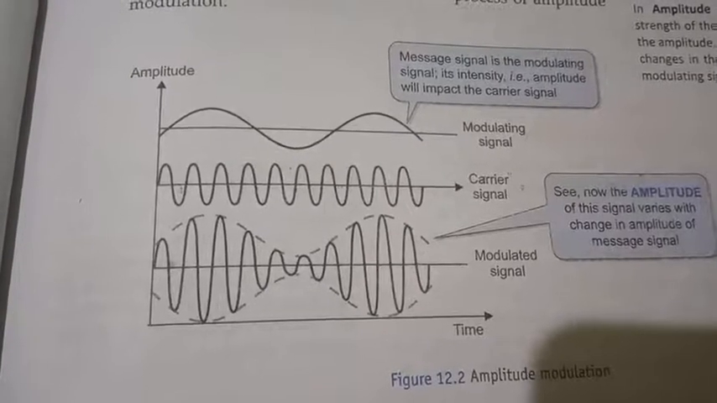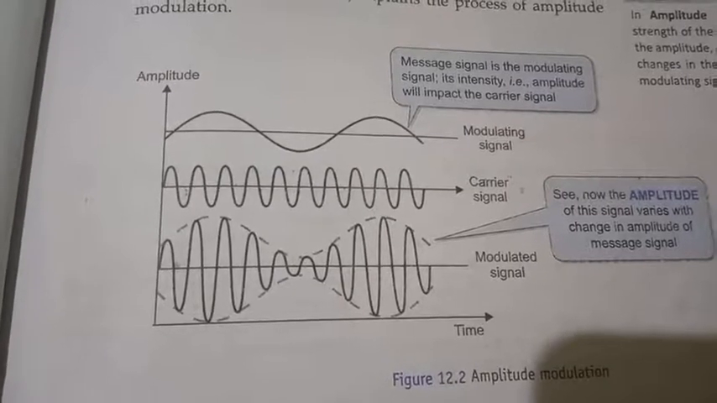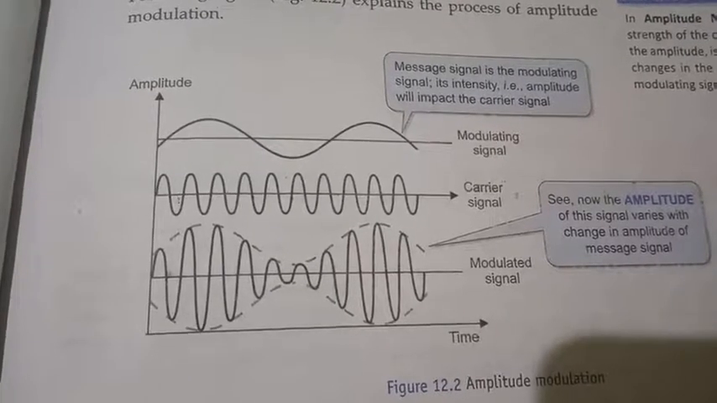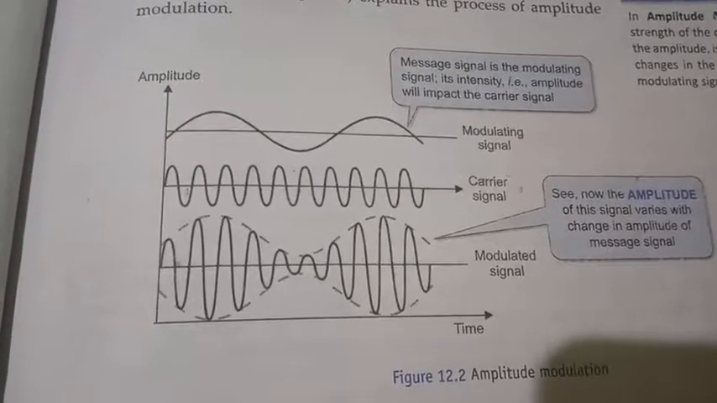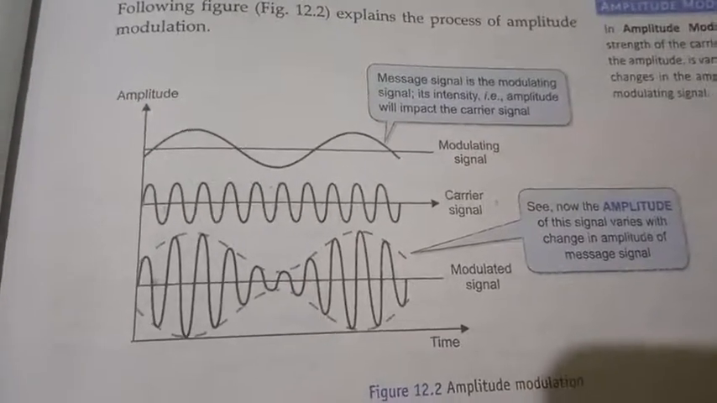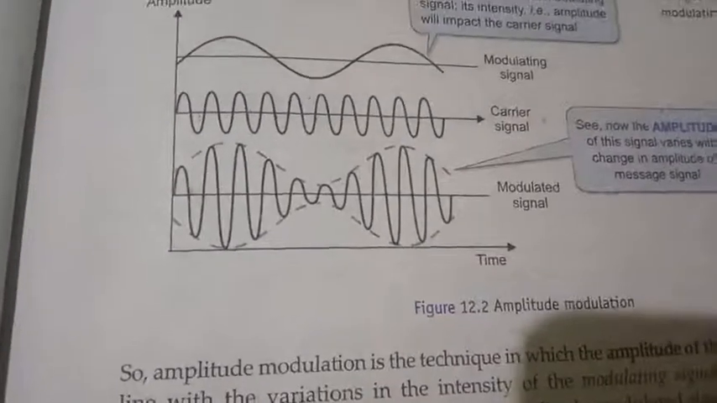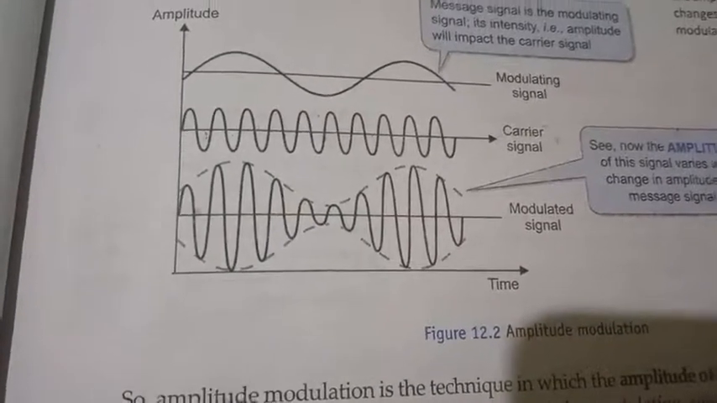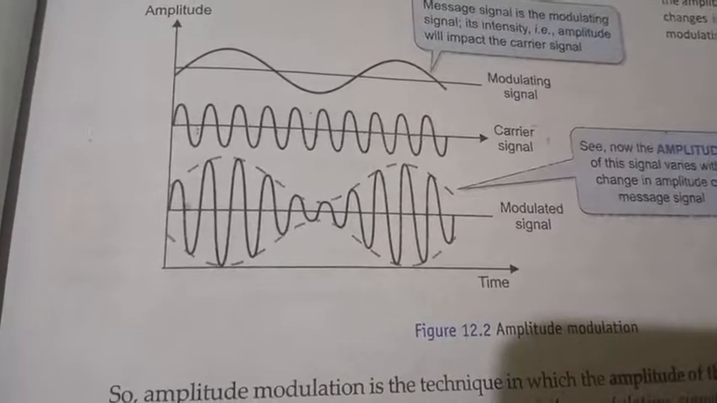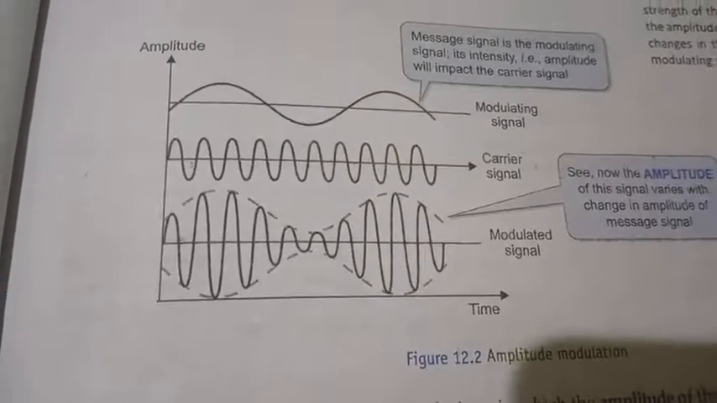So in the negative part, look at that, the modulated signal in the center part. The center part has the lowest amplitude, meaning it is going to the downside. That's why in the output signal, the modulated signal, it becomes low. So this is the working of amplitude modulation: the amplitude of the carrier signal is varied as per the changes in amplitude of the modulating signal or the message signal.